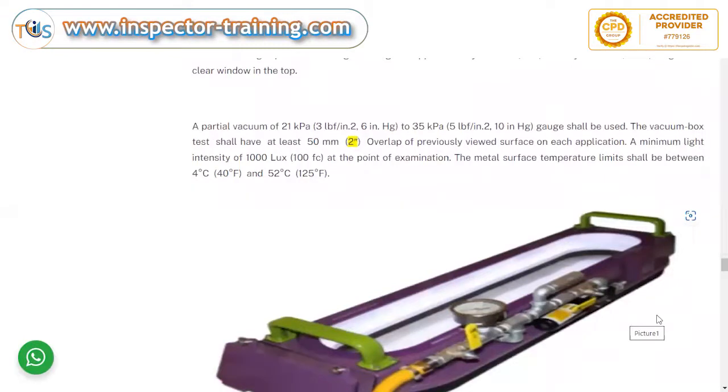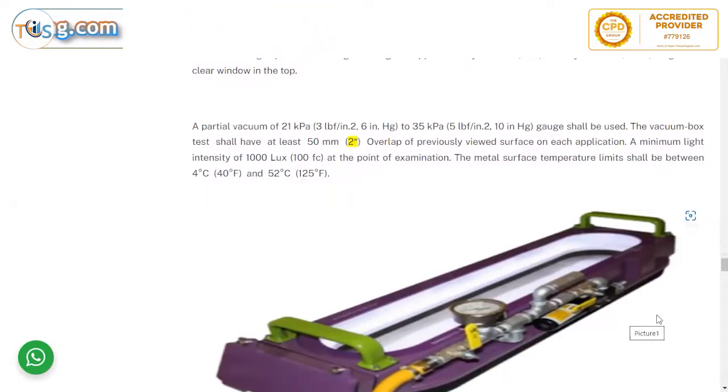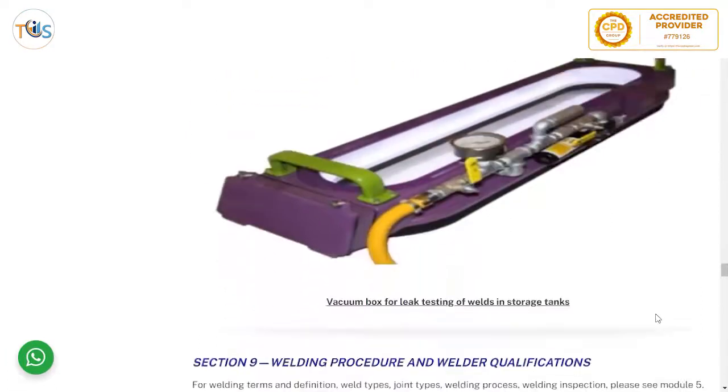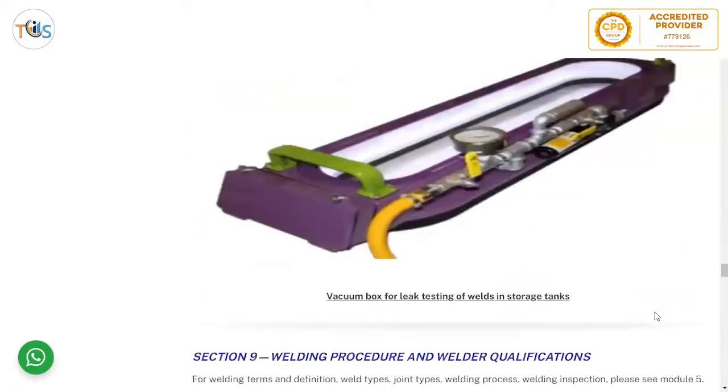A minimum light intensity of 1000 lux or 100-foot candle at the point of examination. The metal surface temperature limits shall be between 4 degrees centigrade to 52, or 40 degrees Fahrenheit to 125 degrees Fahrenheit. This is a vacuum box for leak testing of welds in storage tanks.